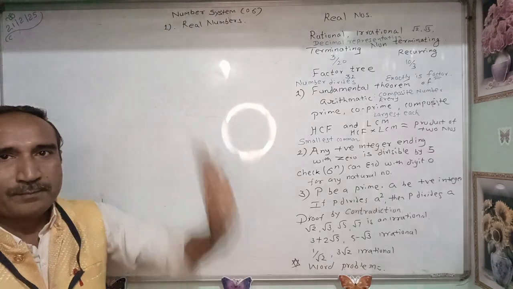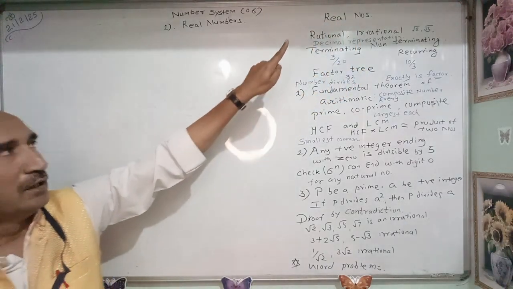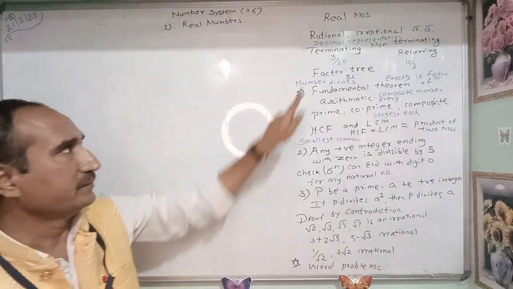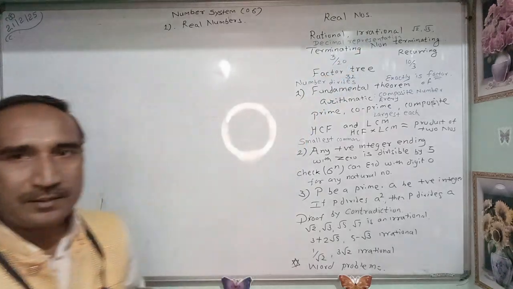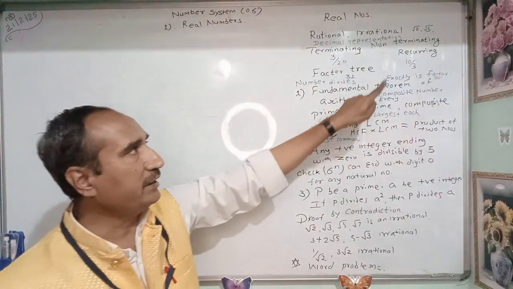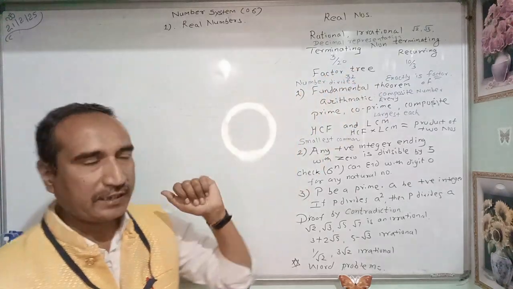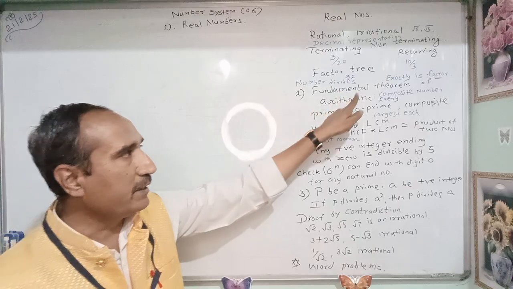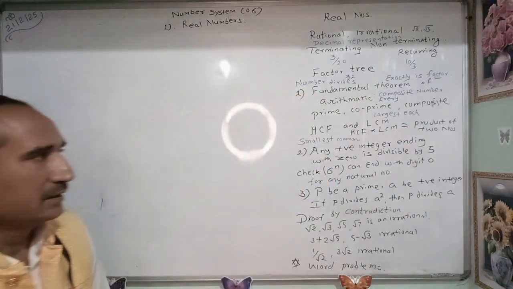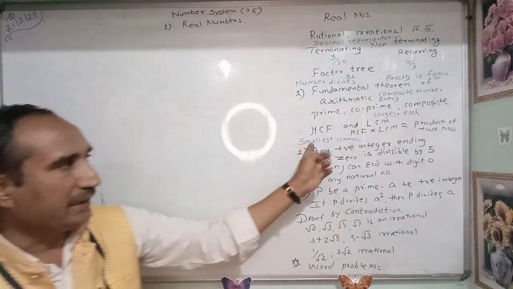Chapter 1, Real Numbers. So let's have a quick revision. In the Real Numbers chapter, these are all the points we have to cover today. Rational and irrational numbers. In rational numbers, we'll discuss terminating, non-terminating and recurring numbers. Then we'll discuss the factor theorem. Then the fundamental theorem of arithmetic, prime, co-prime and composite numbers. Then we'll discuss HCF and LCM and the properties related to HCF and LCM.